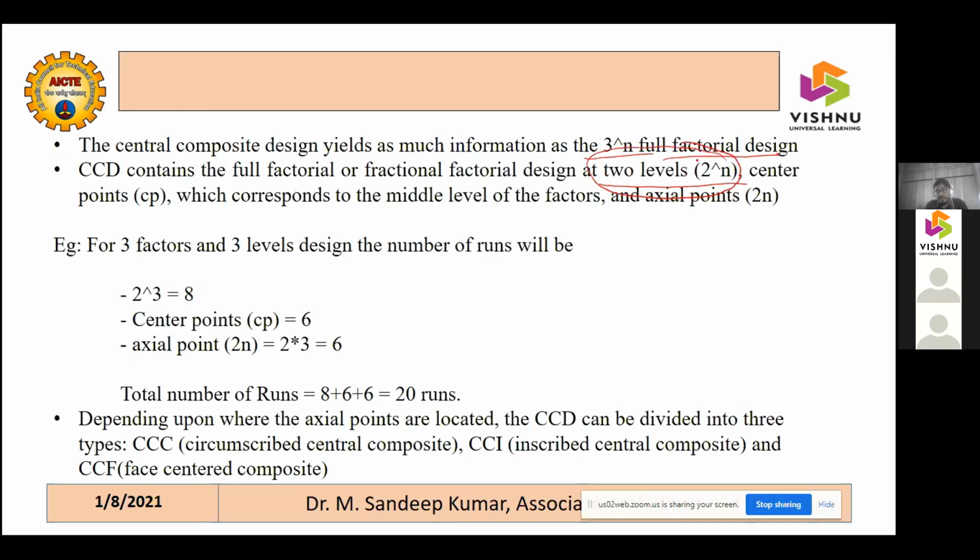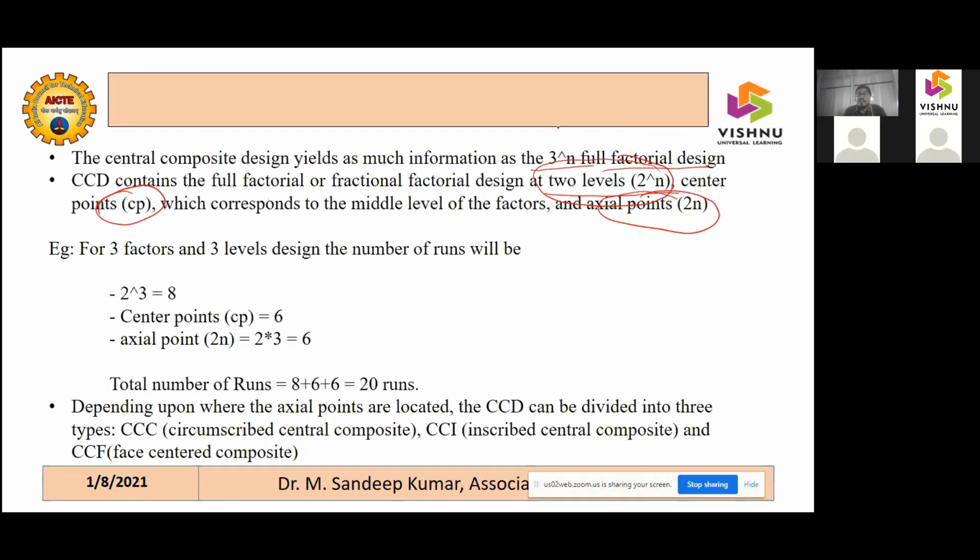CCD contains 2 to the power n plus center points, which correspond to the middle levels of the factors. Then the axial points are 2n, the product of 2 into n. If I say that n is 3, meaning 3 factors, I am searching for 3 factors.